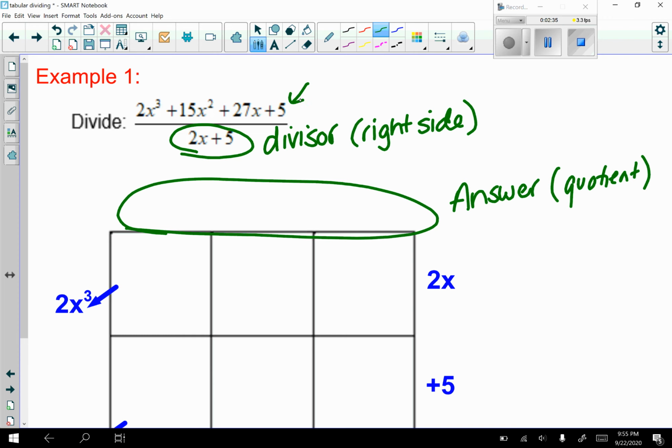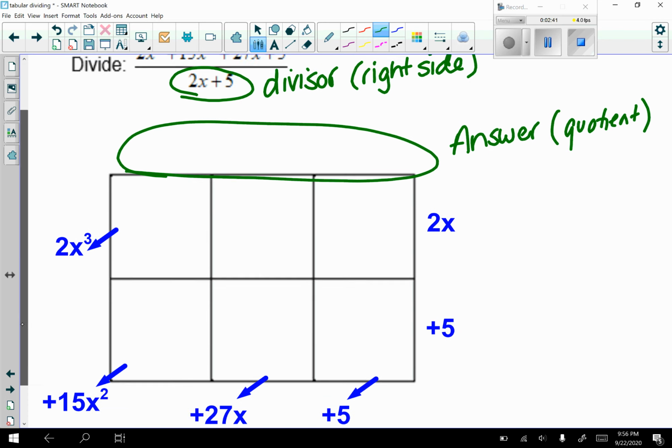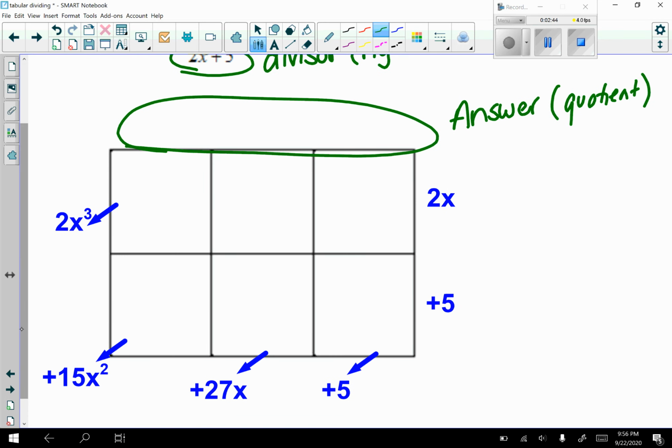Your top number or your dividend is going to go on your diagonals of the box, which you can see I have everything labeled on mine already. So take a minute and label yours as well. When you are dividing with the box method, you're always going to start in the top left corner, always. 2x cubed divided by 2x is going to be where we start.